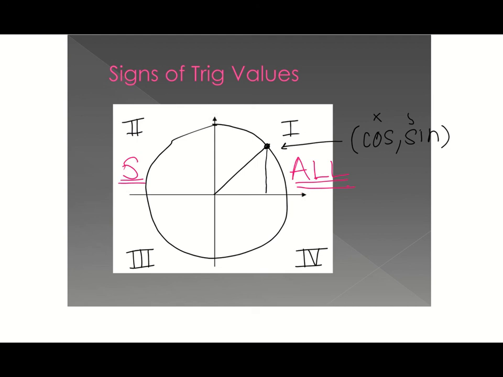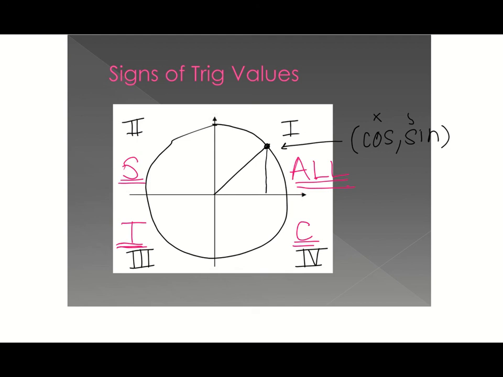In quadrant 3, tangent is going to be the only thing that's going to be positive because both x and y are negative, and if we have two negatives, they make a positive. And then in quadrant 4, cosine is going to be the only thing that's going to be positive because x is positive, y is negative. So that means sine values are negative, tangent values will be negative, but cosine is positive.